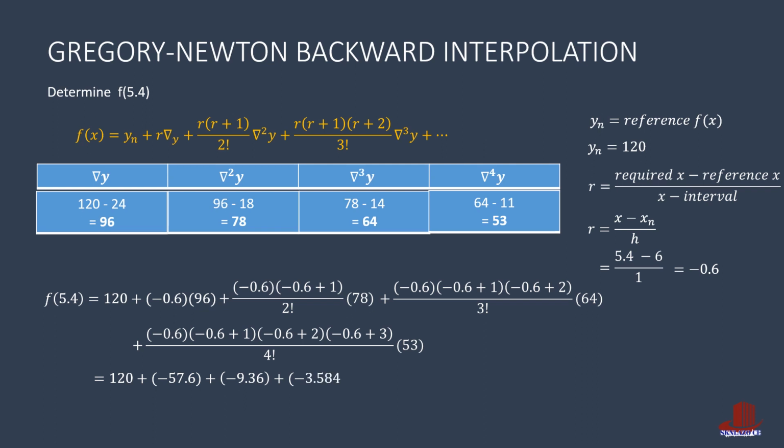These terms are simplified as 120 plus negative 57.6 plus negative 9.36 plus negative 3.584 plus negative 1.7808, which then can be reduced as 47.6752. These values seem to be within the range, but the fact that f of 2.8 is erroneous is a warning sign.